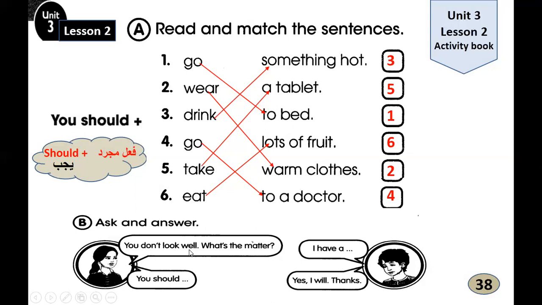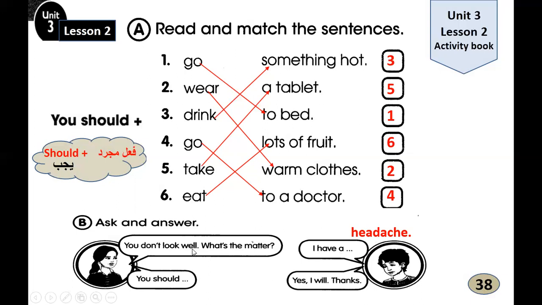So, you don't look well. You don't look well, Hiba said. You don't look well. أنت لا تبدو بخير. What's the matter? ما الأمر؟ ما المشكلة؟ What's the problem? It means what's the matter? He said, I have a headache. أنا لدي ألم رأس. or you can write any one of the elements. واحدة من الأمراض اللي درسناها في lesson 1 or lesson 2 in your pupils book. You can say I have a stomachache, I have a temperature, I have a cold, and so on. One of them is correct.